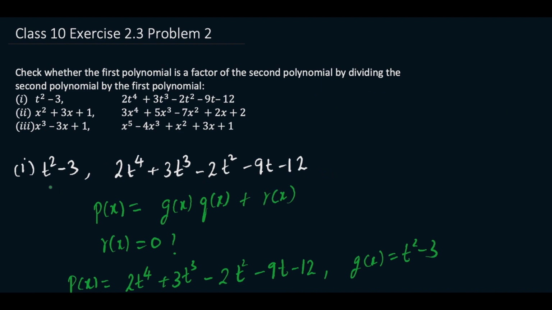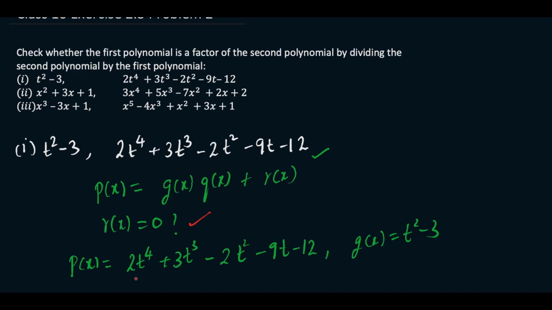So our first question is: g of x is t square minus 3 and p of x is 2t to the power 4 plus 3t cube minus 2t square minus 9t minus 12. We know that p of x is equal to g of x into q of x plus r of x. We need to find if r of x is 0. So our p of x is 2t to the power 4 plus 3t cube minus 2t square minus 9t minus 12, and g of x is t square minus 3.